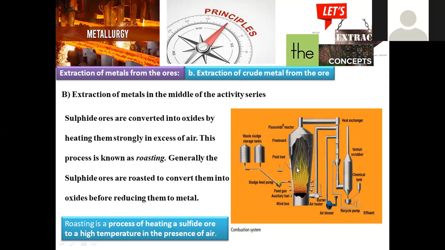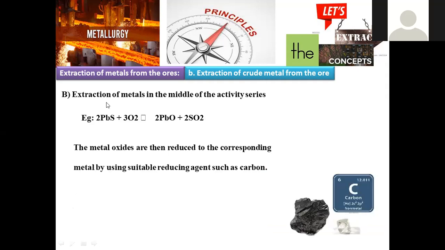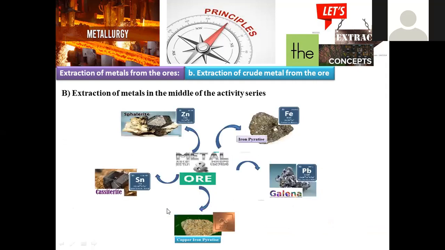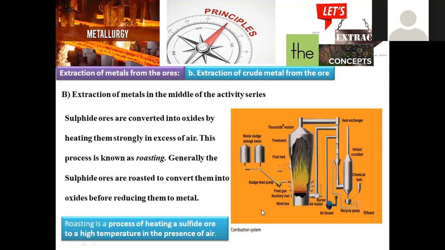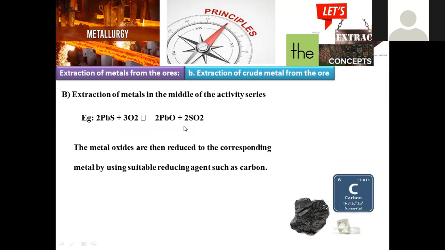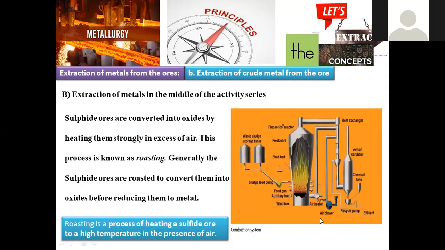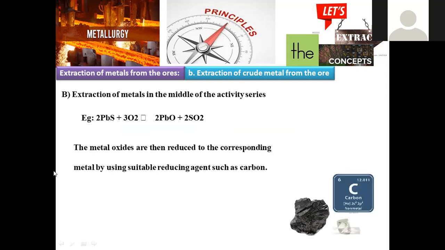So the roasting process gives sulfide ore to oxide ore, oxide metal, right? So sulfide is converted into an oxide one. And next is about extraction of metal. When lead sulfide was taken, what is lead sulfide? Here we can clearly see lead sulfide was taken, called galena, and that is treated with oxygen and converted into lead oxide, and sulfur dioxide will be generated. Lead sulfide converted into lead oxide, that is the process called roasting.